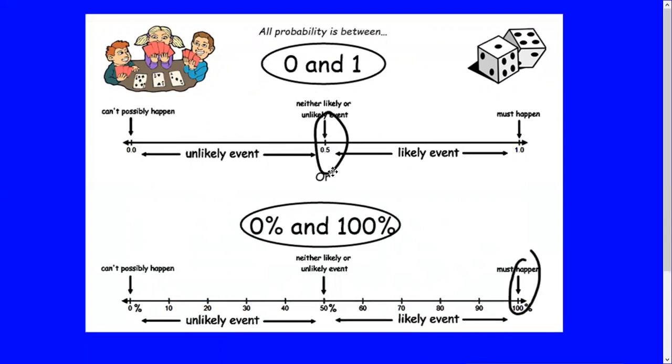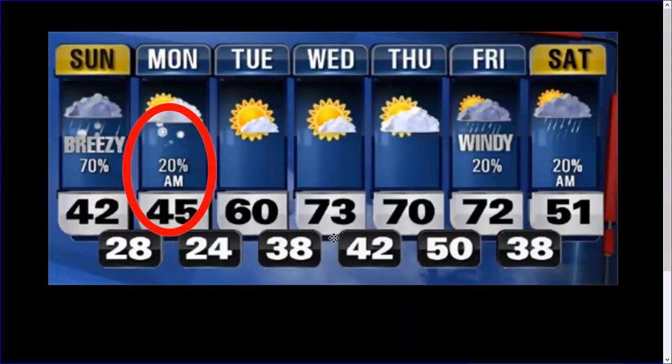When you toss a coin, the probability of a head is 1 out of 2. It's 50%. So if you were only tossing 1 coin, it's not likely or unlikely that you would get a head. It's an even chance, 50-50. So if you look here at this weather forecast, this 20% chance of rain, it's unlikely it's going to rain on Monday. However, if you look at Sunday, there's a 70% chance of rain. It's probably going to rain on Sunday. It's highly likely that it will rain.